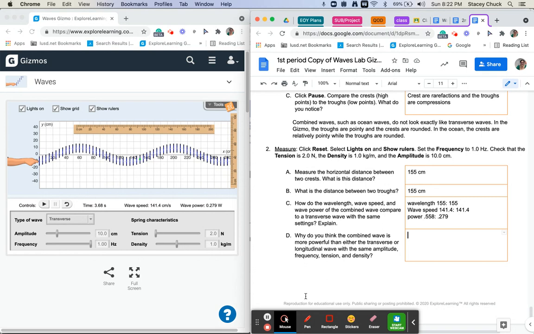So the transverse wave by itself and the longitudinal wave by itself had less power, but when we have them combined, it's more power. So think about the difference in the way the motion is occurring. You have up and down motion, you have side to side motion for longitudinal, but in the case of the combined wave, you actually have both. So ponder that, give me your best guess, and go ahead and submit your lab when you've completed all the sections.